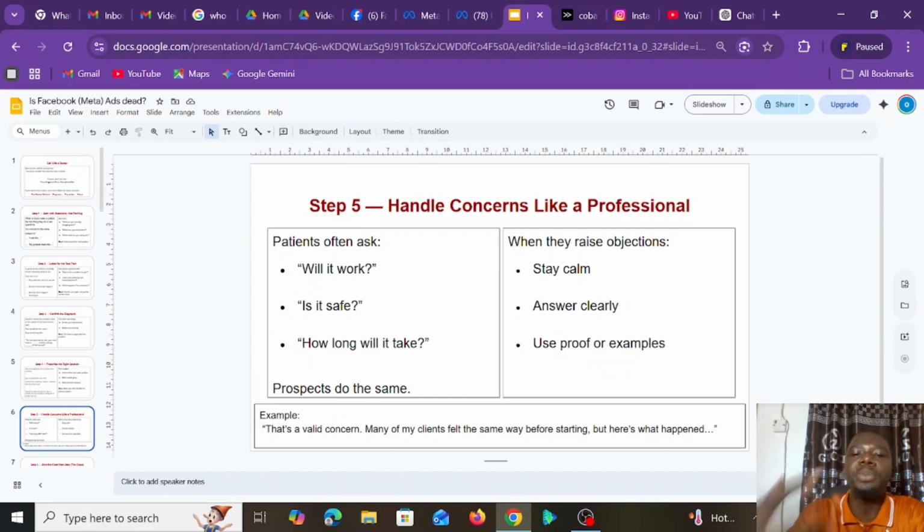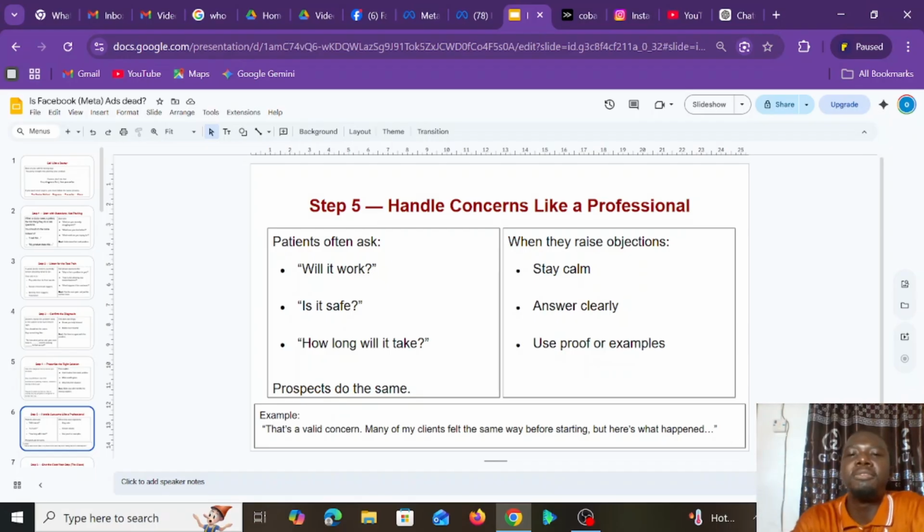So you also expect objection. When objection comes to you, always stay calm, answer clearly, and show them proof or examples of how your offer is the best solution to them. So don't see objections as a red flag. No, objections are normal and you must be able to handle them well, right? For example, you can say something like, that's a valid concern. Many of my clients felt the same way before starting, but here is what happened.